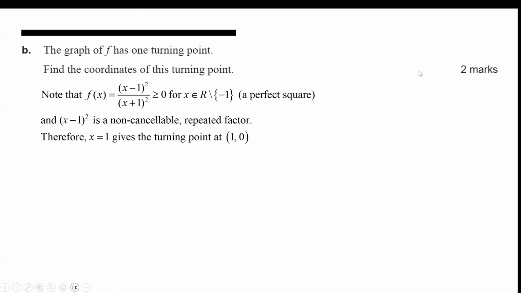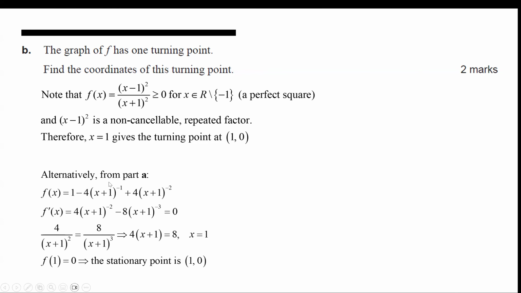But this is a 2 marks question. So if you just spot this is (1, 0), you probably need to have some explanatory notes before your answer, like mentioning x minus 1 squared is a repeated factor, something like that.